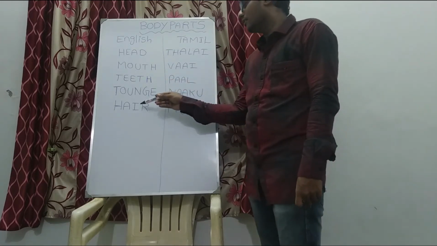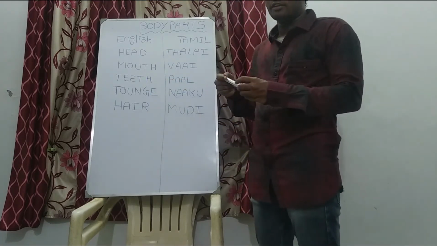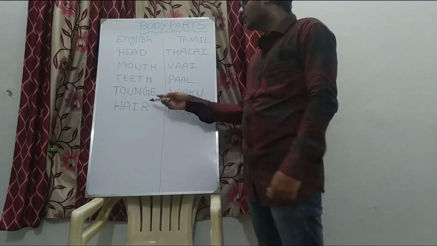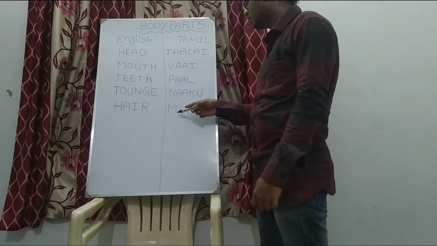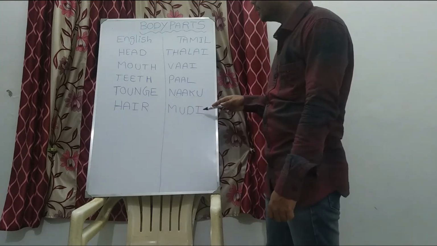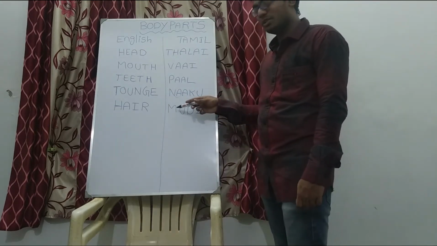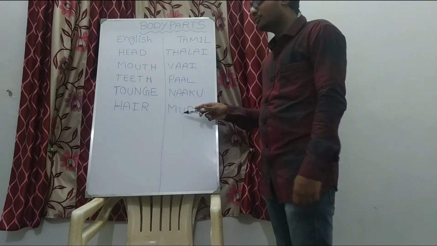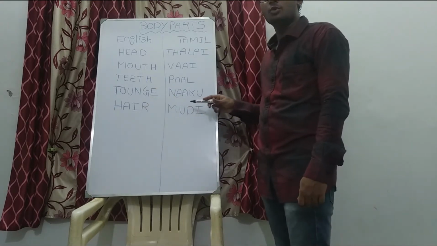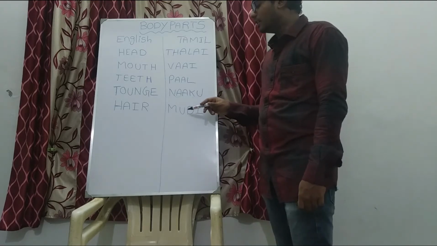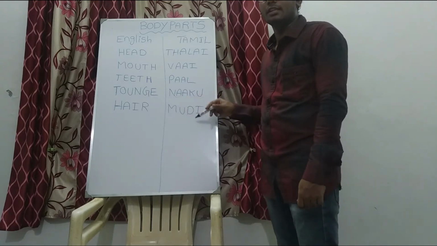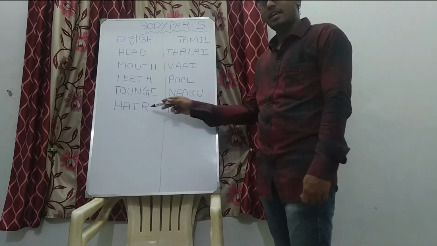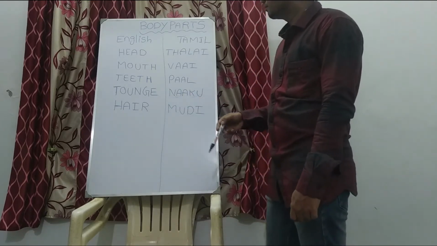In the same way, you might have long hair or short hair, whatever you may. You have to pronounce the word for hair in Tamil as Mudi, M-U-D-I, Mudi. It's simply pronounced as Mudi. So this Mudi means hair in Tamil.